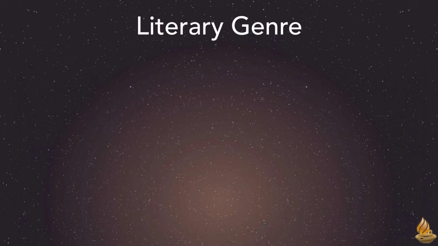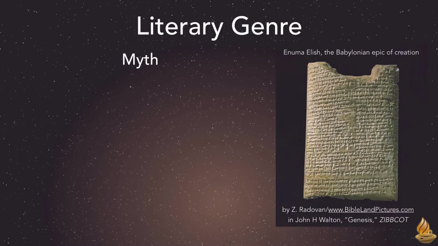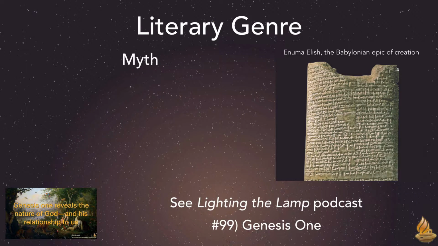As far as literary genre, Genesis 1 through 11 is widely recognized as belonging to the category myth. I realize this is an uncomfortable term for many, but this is a literary designation and has nothing to do with whether the events described are true or false, historical or fictional. Unfortunately, in our modern, Western, historical and scientific world, we've often come to equate myth with falsehood. Genesis 1's closest literary parallel, for instance, is Enuma Elish, the Babylonian creation epic. See podcast number 99 on Genesis 1.